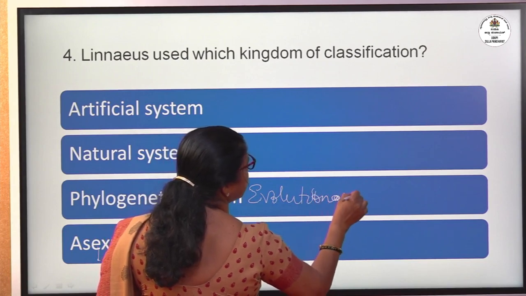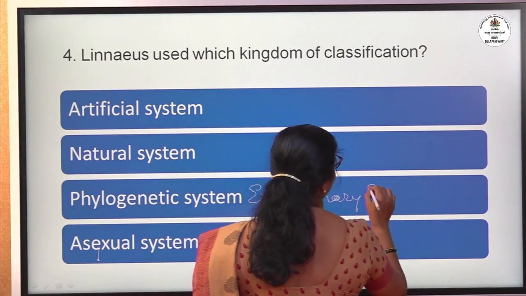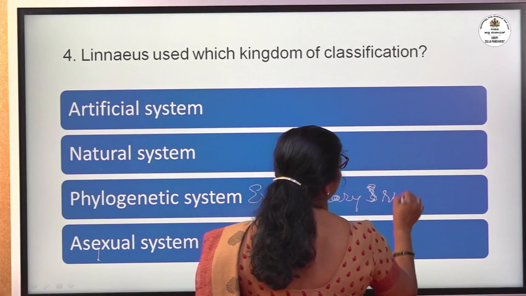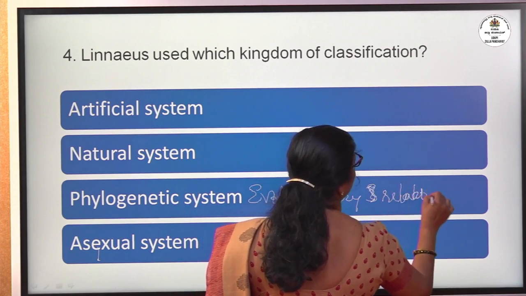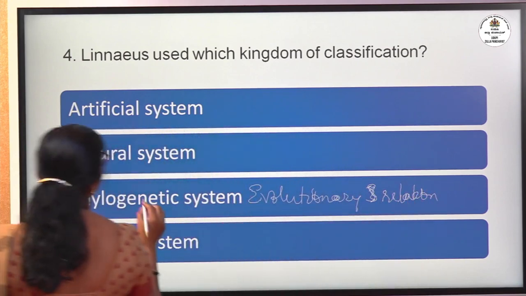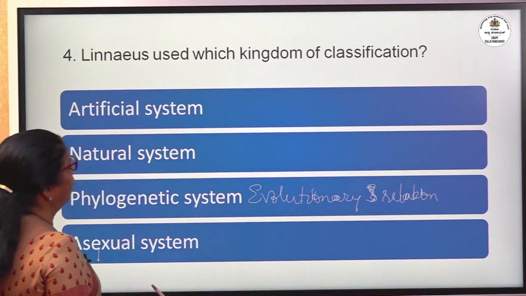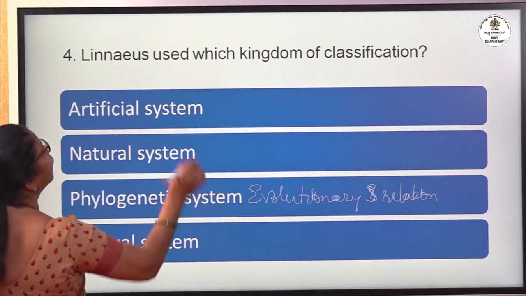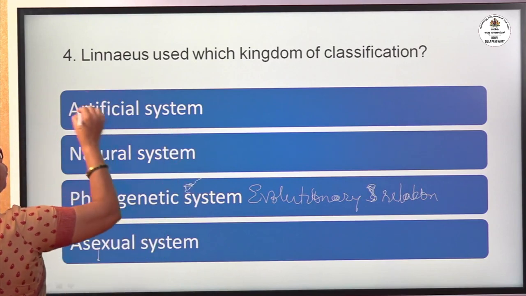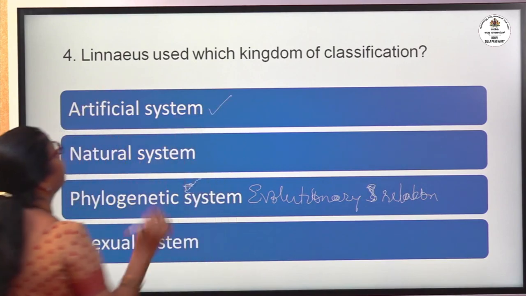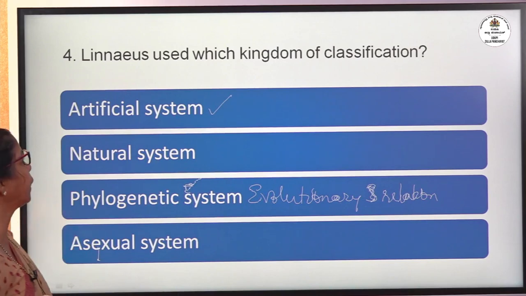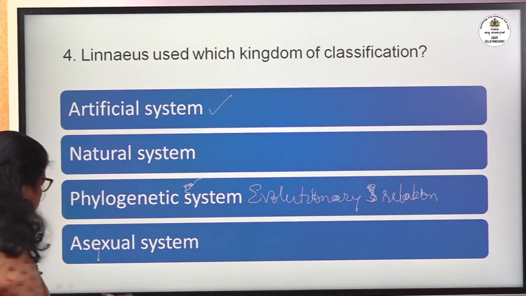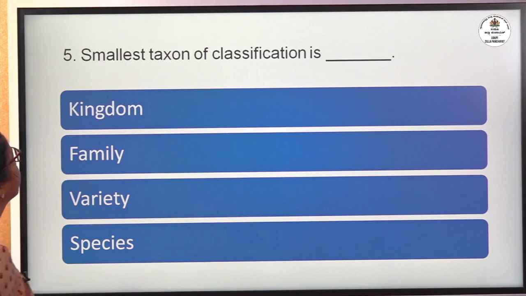Evolutionary relationship between the organisms is considered. So the most advanced is this system, but for this question, it is the artificial system. The Linnaeus system of classification is said to be an artificial system of classification.